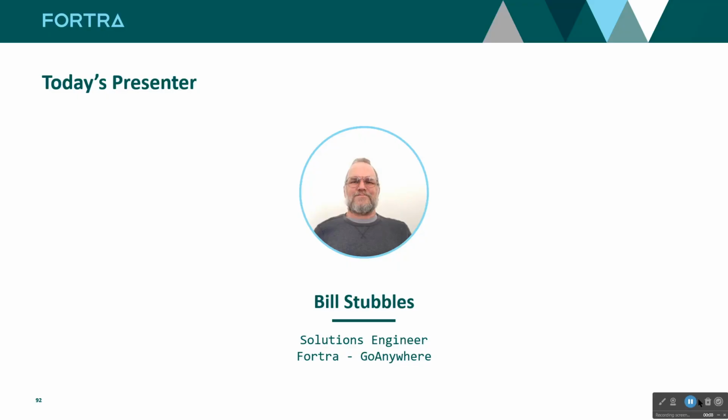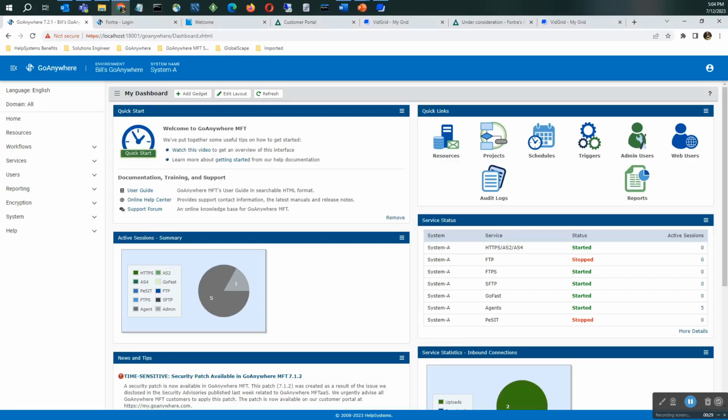This is the third in a three-part series of videos on the AS2, or Applicability Statement 2, file transfer protocol. In this video, we're going to look at the client-side setup for AS2 within GoAnywhere, and we're going to tie together the information from the first two videos, including showing you an end-to-end file transfer. As with the server side, there are two basic pieces to the client-side setup: the resource and the project.